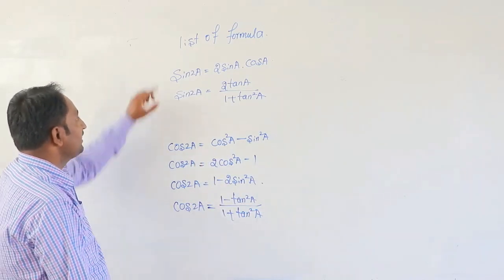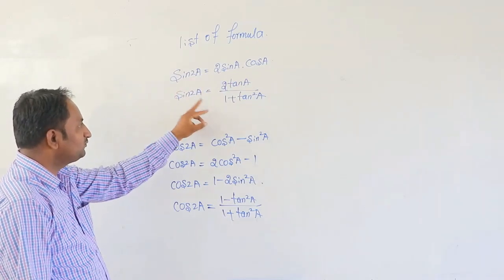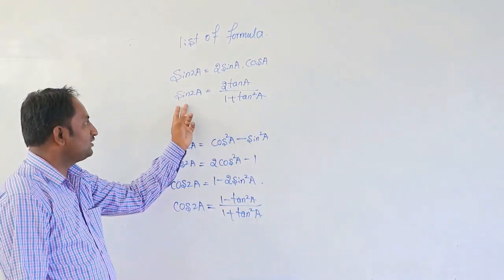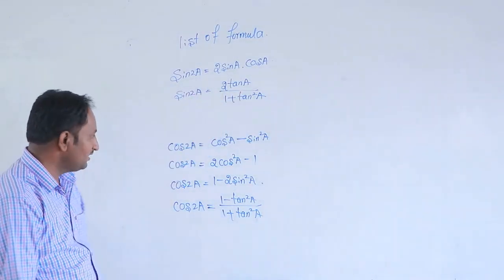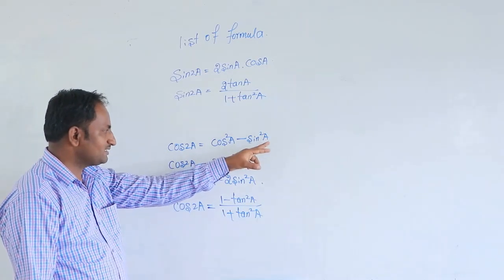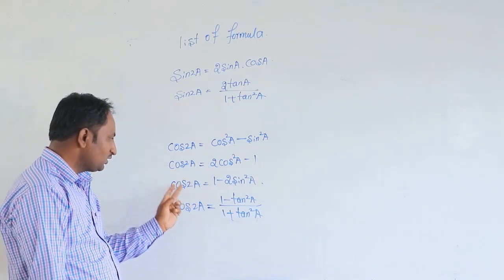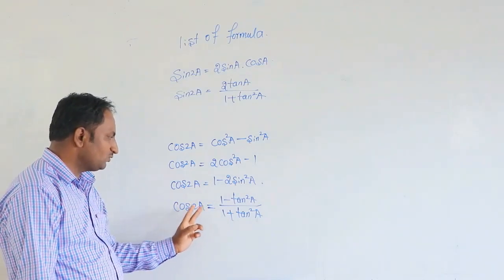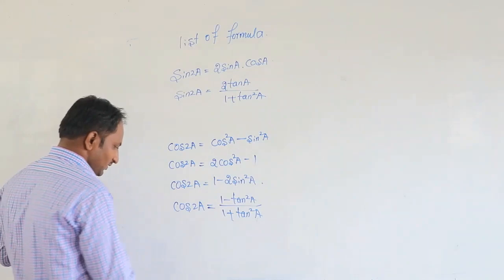Then here sin of 2a is equal to 2 sin a cos a, and sin of 2a is equal to 2 tan a divided by 1 plus tan square a. Here cos of 2a is equal to cos square a minus sin square a. Cos of 2a is equal to 2 cos square a minus 1. Cos of 2a is equal to 1 minus 2 sin square a. Cos of 2a is equal to 1 minus tan square a divided by 1 plus tan square a.